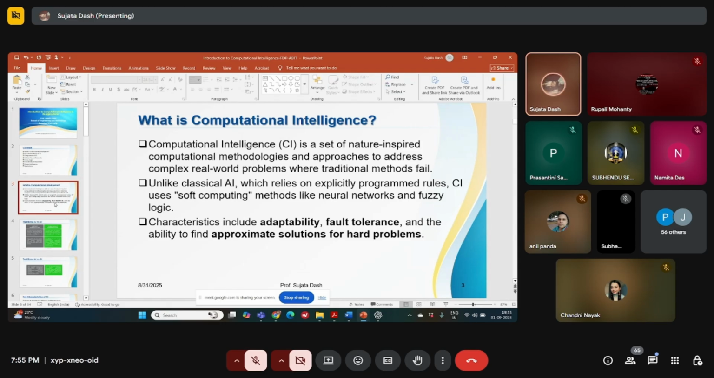So now let me tell you some computational intelligence components. Of course, I will again come to explain all these components in detail. But now, while giving the introduction, let me tell you the computational intelligence.